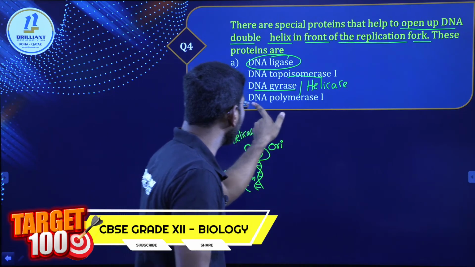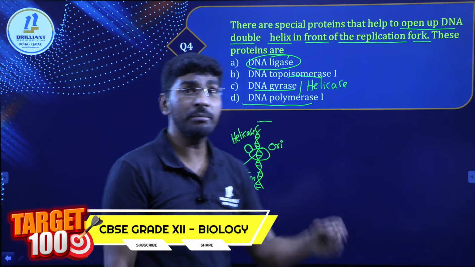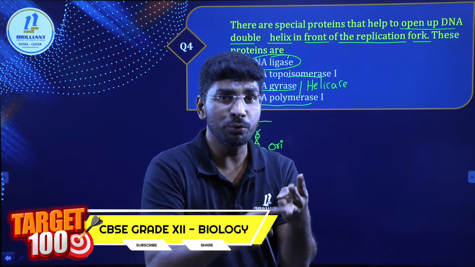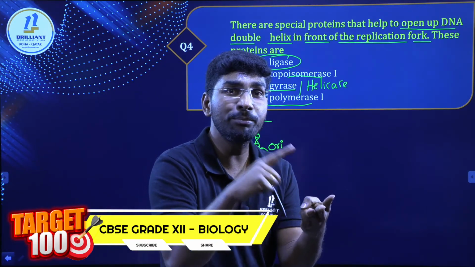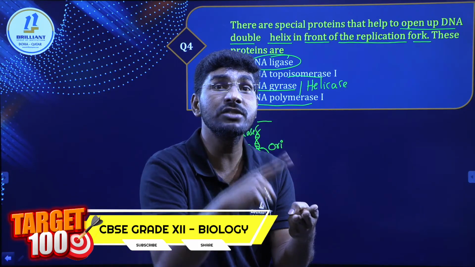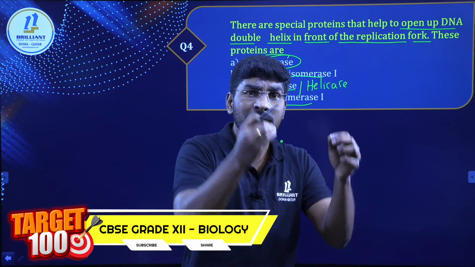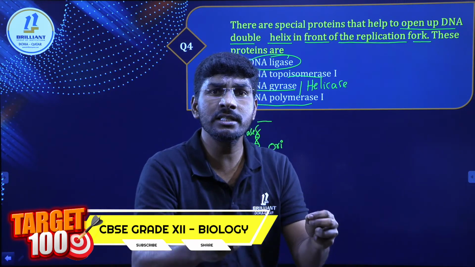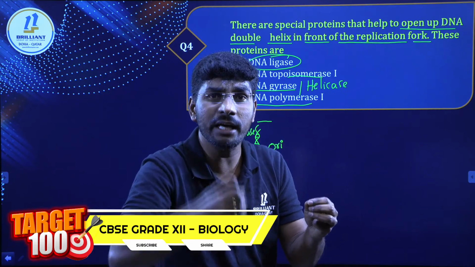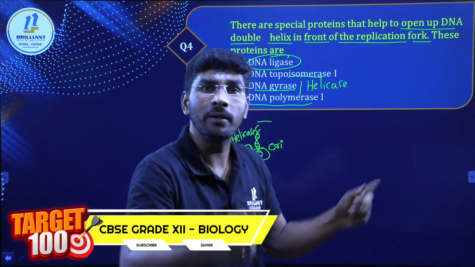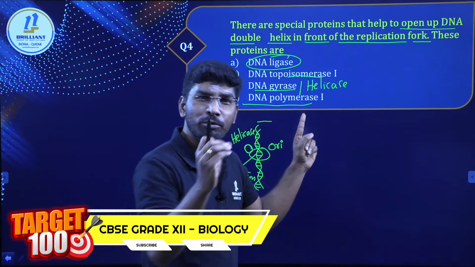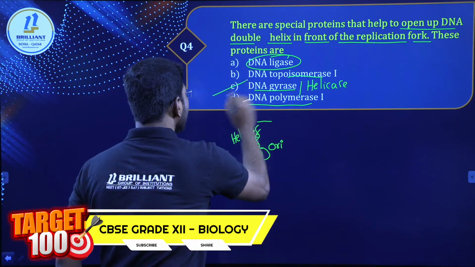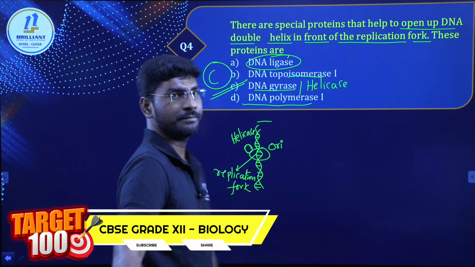Next, DNA polymerase 1 enzyme. There are three different types of DNA polymerase enzyme, right? DNA polymerase 1, DNA polymerase 2. The important enzyme is DNA polymerase 3, the actual enzyme which polymerizes the DNA, the actual enzyme which makes the complementary DNA. DNA polymerase 1 removes primers and fills the gaps. This is the function. So we can write the right answer is option C.